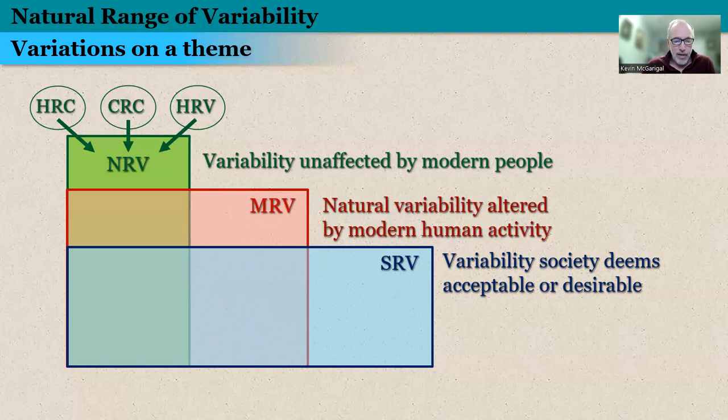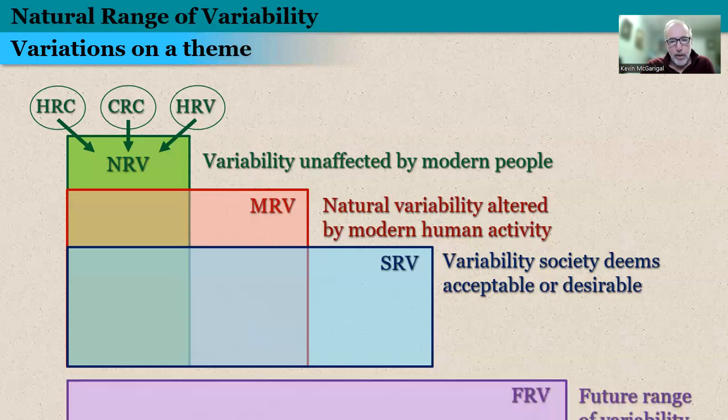But some of that box lies outside both the NRV and MRV box, because some of what society deems acceptable or desirable has not yet been implemented, has not yet been essentially encompassed by contemporary human activities, and would require some additional or new ways or new land use activities that would cause some variability to exist outside those previous two boxes.